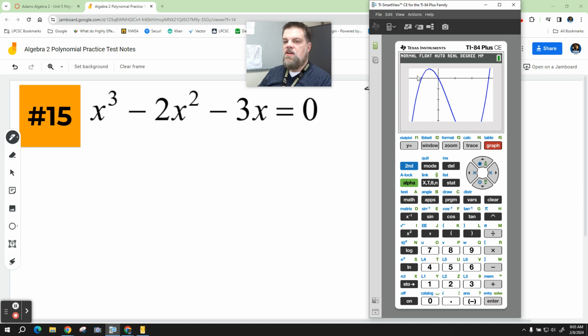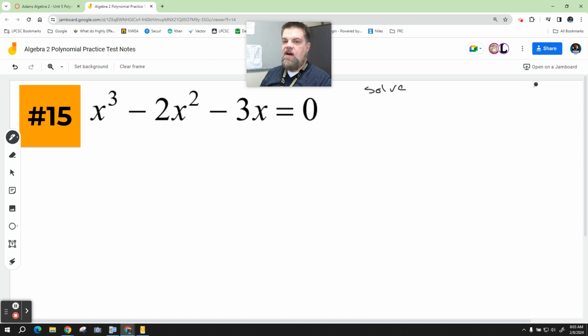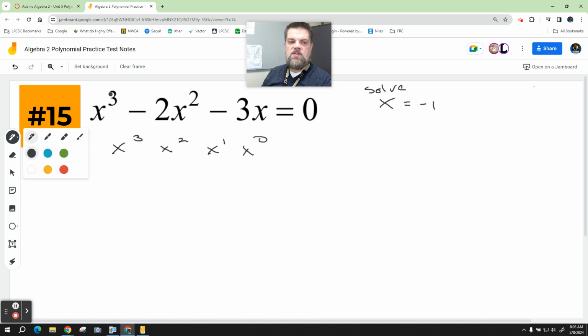Does that work? Okay. So anyways, -1 works, right? So I already have one of the solutions. x equals -1. So remember, I need x to the third power, I need x squared, I need x to the first power, and then I need x to the 0. And then I'm going to put my -1 here, and we just use the coefficients. So this is 1, so I put my 1 here. The coefficient of x squared is -2, so I put my -2 here. The coefficient of x is -3, so I put -3 here.